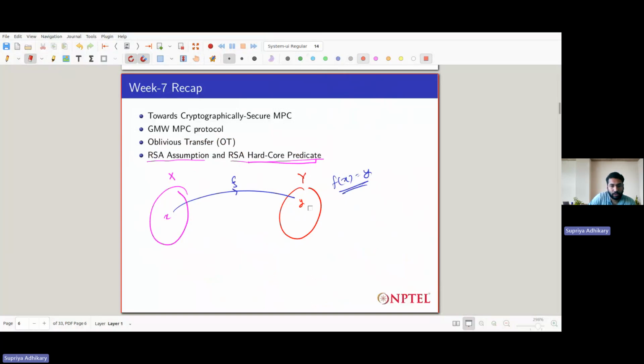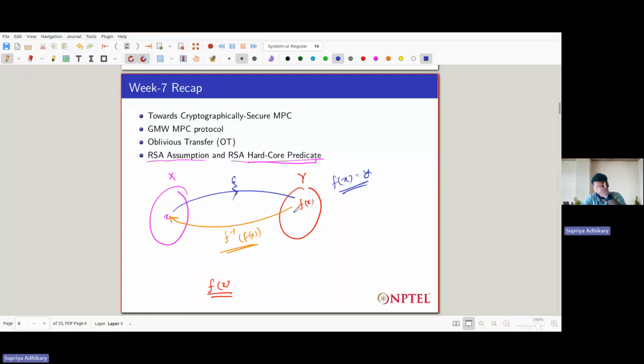Let's just call it f of x. This is what we are given. So f is a publicly known function, but x is unknown. The input is unknown. If we are given f of x, then the challenge is to compute this x.